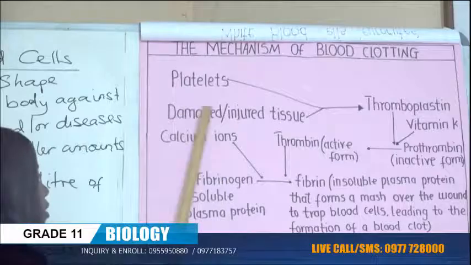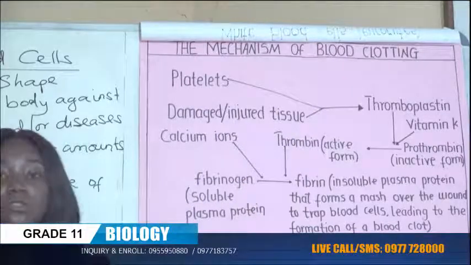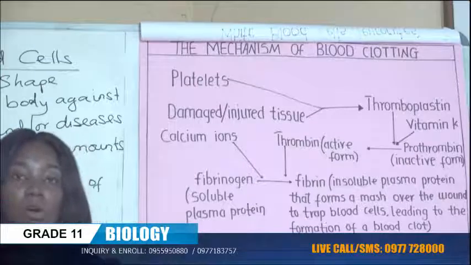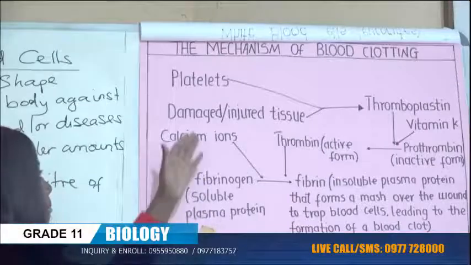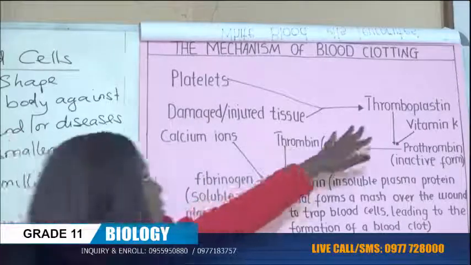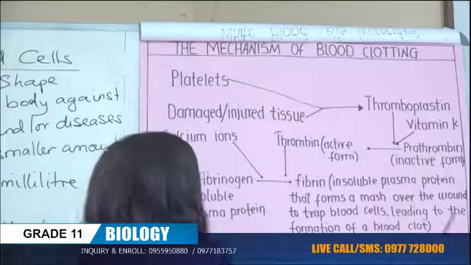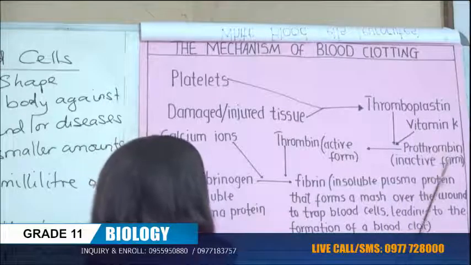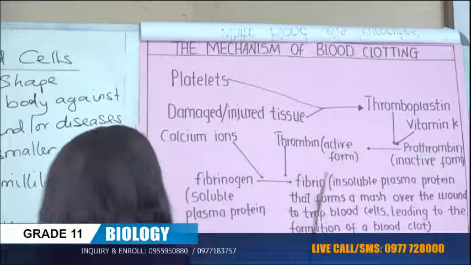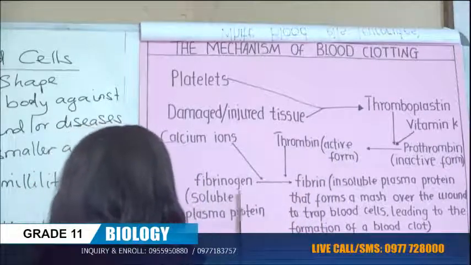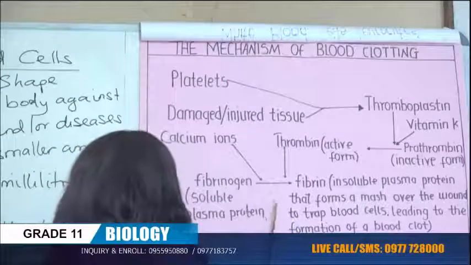We are talking about an injured or damaged tissue. So I'm simply talking about a cut on your body. Say you cut yourself with a knife in the kitchen, or you have a sore, you fell down and you injured yourself. These platelets produce thromboplastin or thrombokinase, which, added to vitamin K, aids the conversion of prothrombin from its inactive form to thrombin, which is an active form. This thrombin will further convert fibrinogen to fibrin in the presence of calcium ions.